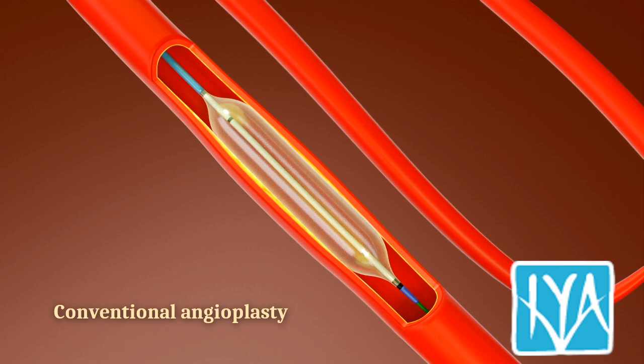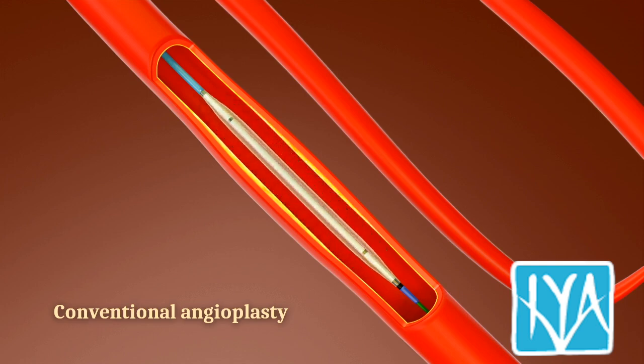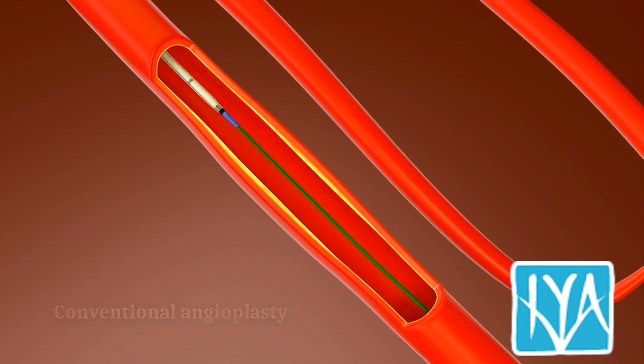Conventional angioplasty. A semi-compliant balloon is advanced over the wire to the narrowed area, and angioplasty is performed to restore the segment to the size of the adjacent normal lumen.